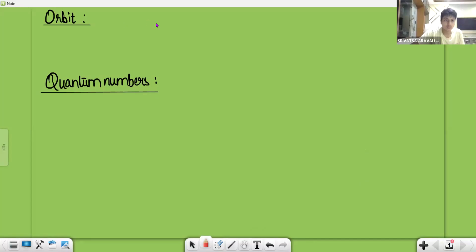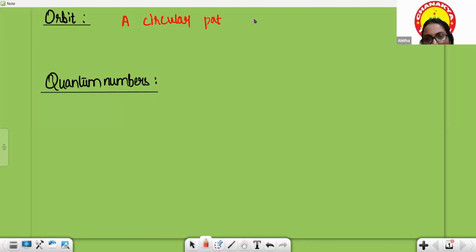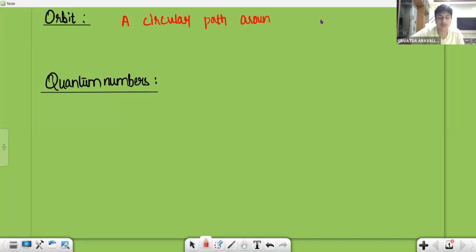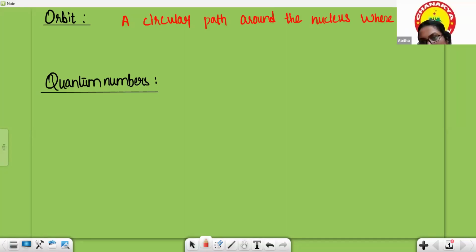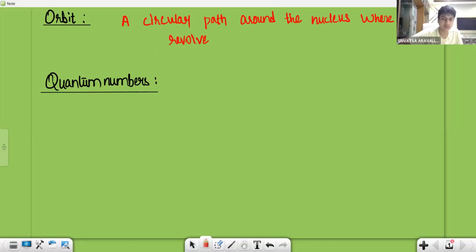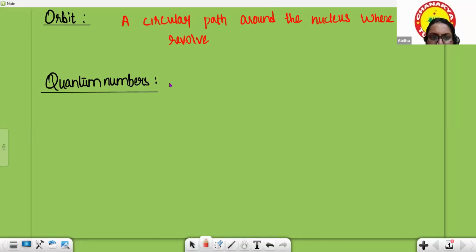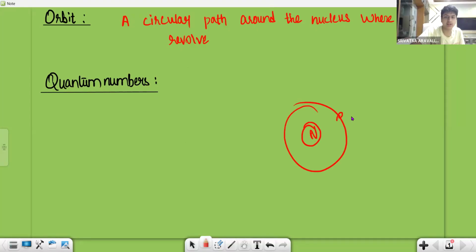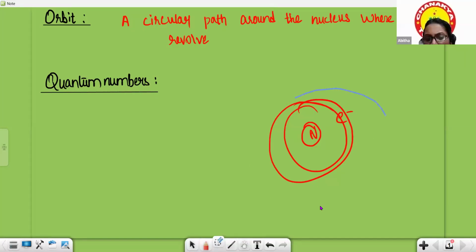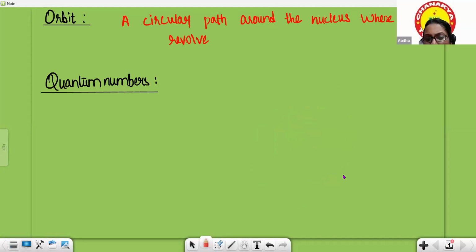So orbit is a circular path around the nucleus where electrons revolve. Now, in an orbit, in the entire circular path, do you find electrons? That's your question. In the entire circle, you cannot find an electron. The electron will be somewhere. So where is the electron present? The electron is present in an orbital.